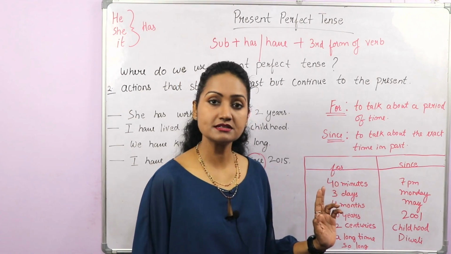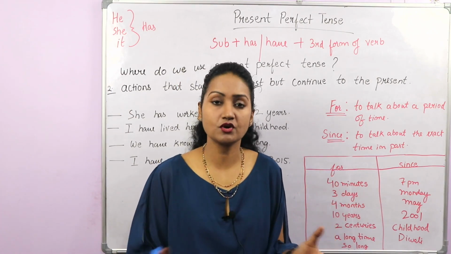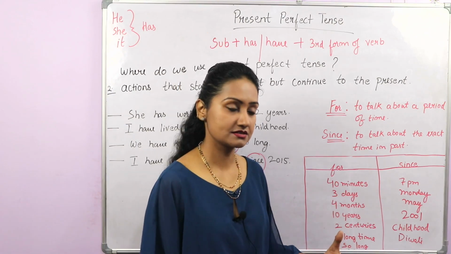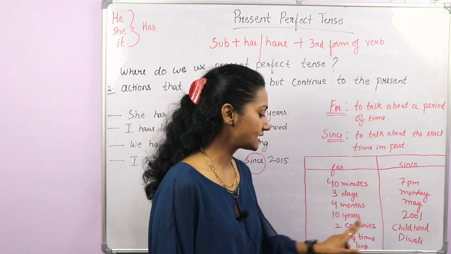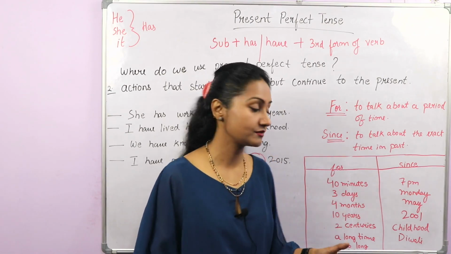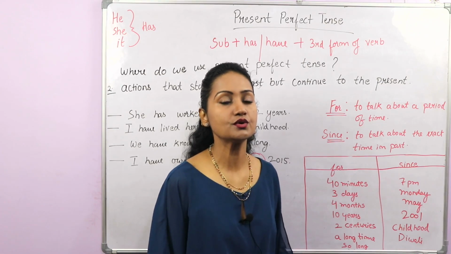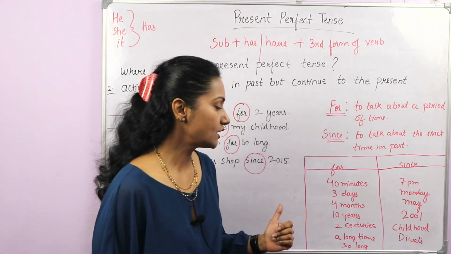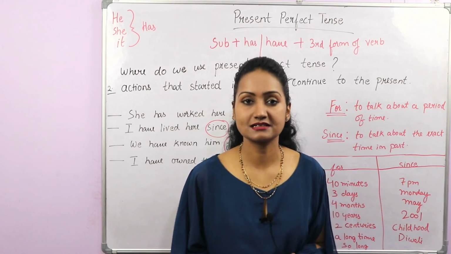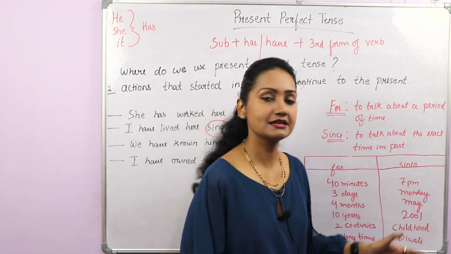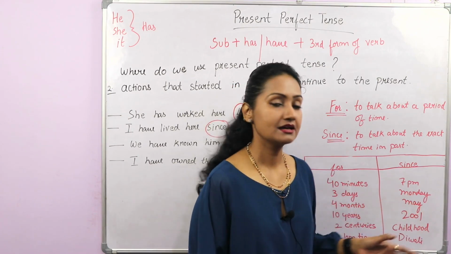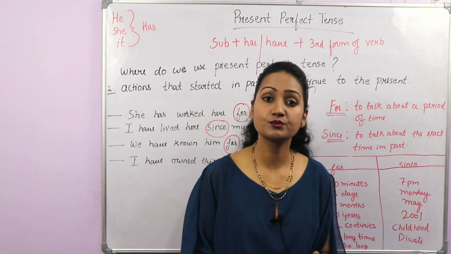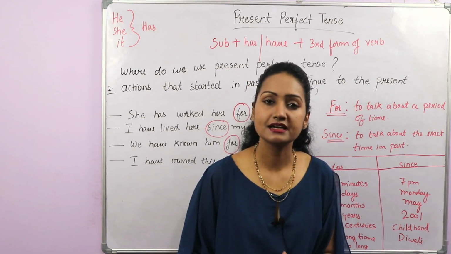For we use with 40 minutes, it can be 40 minutes, 30 minutes, a period of time, not the exact time. 3 days, 4 months, 10 years, 2 centuries, a long time, not a specific time, a period of time again. I've been waiting for you for so long. So when we talk about a period of time, we use for. Now we use since with 7 p.m., exact time; 5 o'clock, exact time; Monday, exact day; May, exact month; 2001, exact year; childhood, exact point of time; Diwali, exact day, exact occasion.